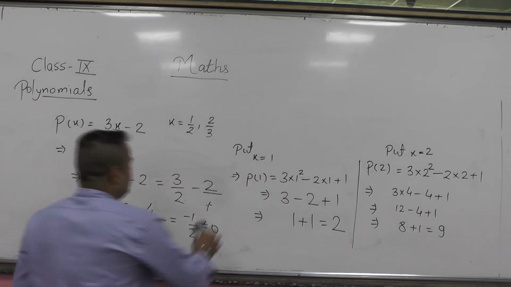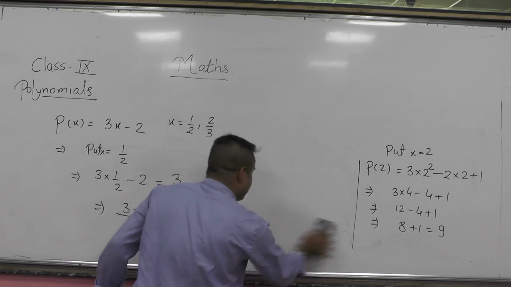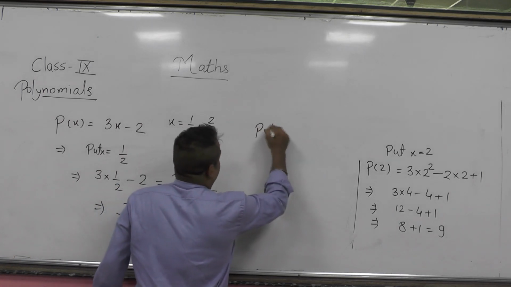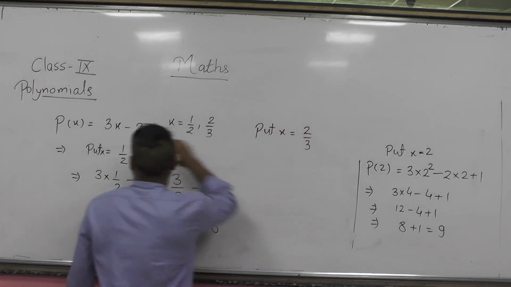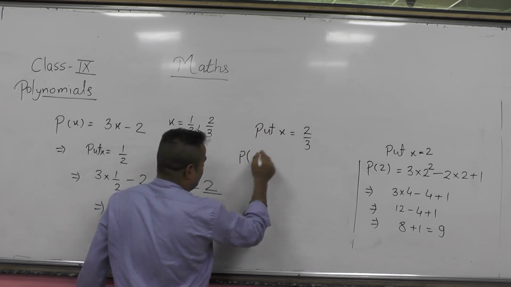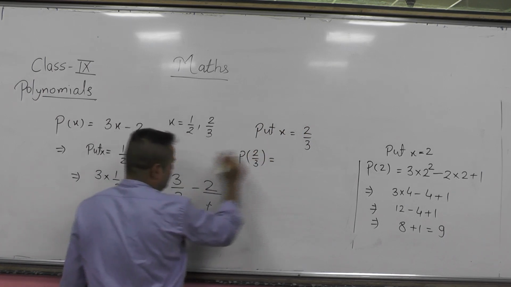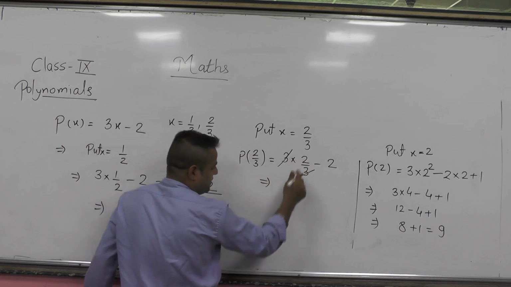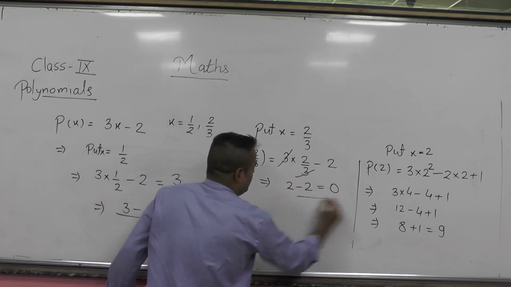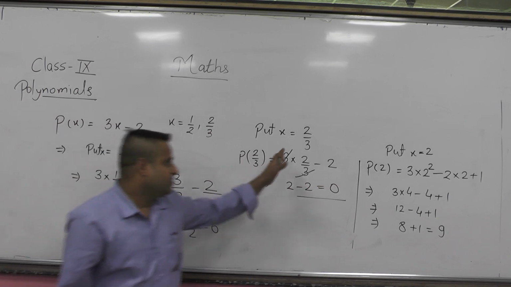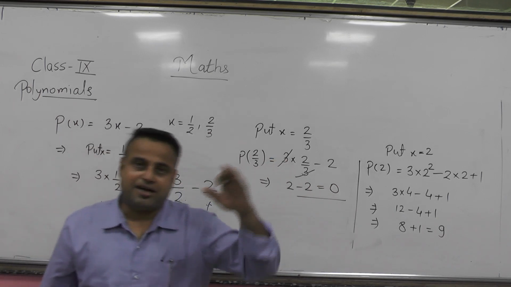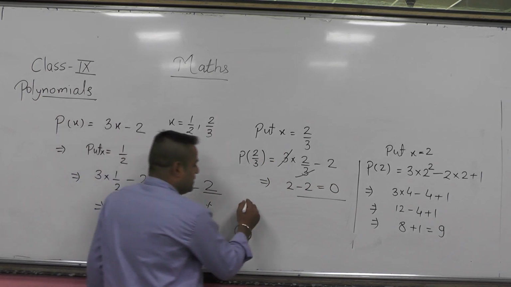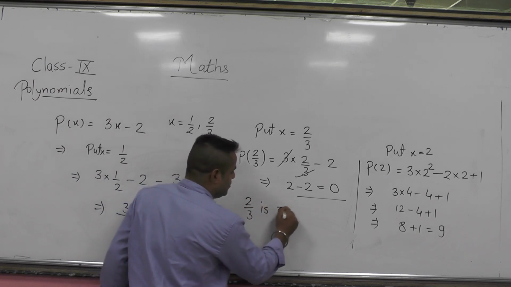Now we are moving further and check for the second value, whether it is the 0 of the polynomial or not. So we are putting x equal to 2 by 3 in the polynomial p of x. 3 into 2 by 3 minus 2. 3 will get cancelled with this 3, and 2 minus 2 results in 0. Here you can see clearly that we got the value of the polynomial as 0. That means 2 by 3 is the 0 of the polynomial, 1 by 2 is not. So we can write that 2 by 3 is the 0 of the polynomial.